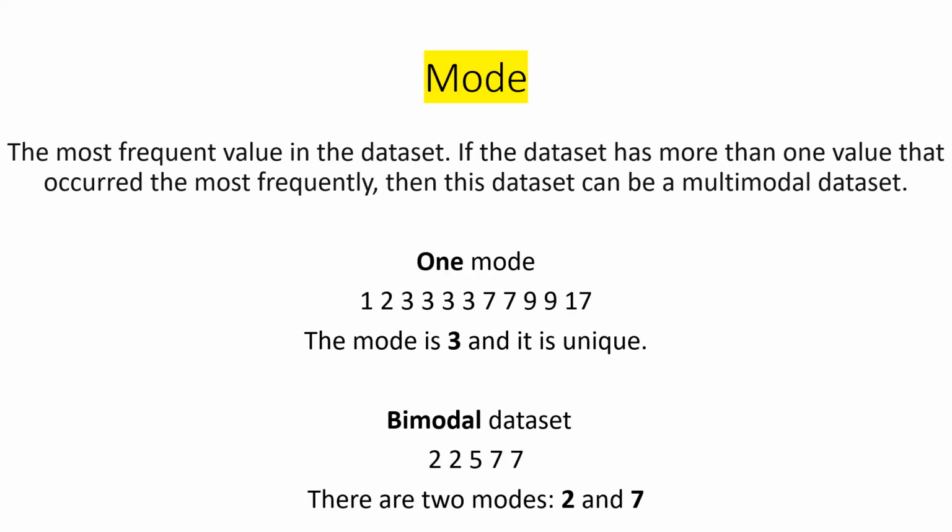Mode. Mode is the most frequent value in the dataset. If the dataset has more than one value that occurred the most frequently, then this dataset can be a multimodal dataset. The first example, we have one mode as 3, because 3 occurred 4 times in the dataset. In the second dataset, we have two modes. We have 2 and 7. Thus, we call it a bimodal dataset.